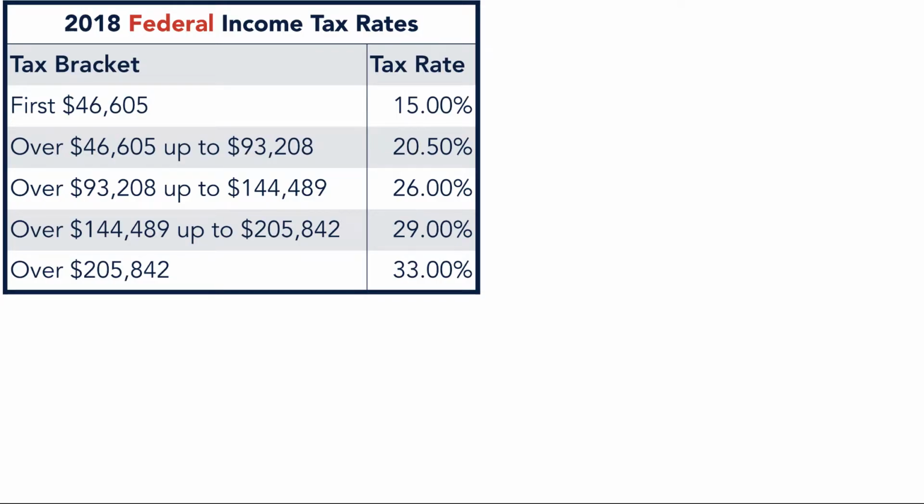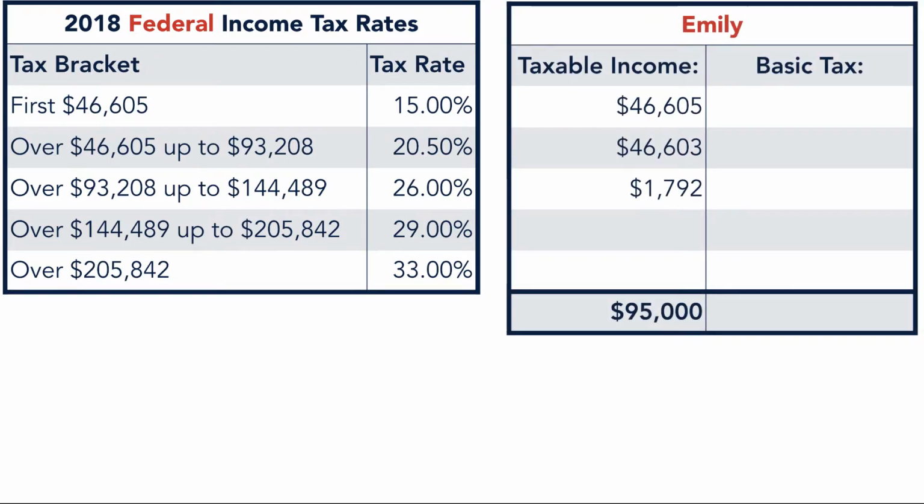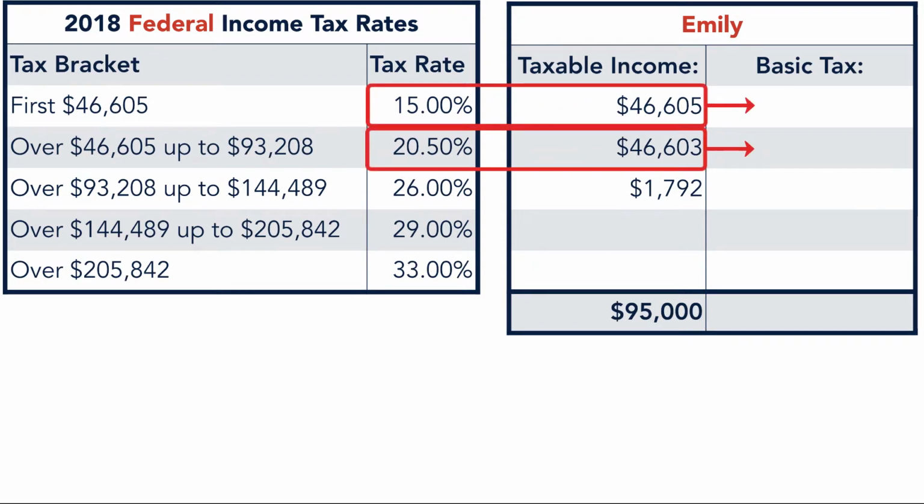Let's calculate her basic tax payable for her federal income tax. Canada's tax system is a progressive tax system, which means higher income gets taxed at higher rates, but everyone gets to enjoy the lowest tax bracket on the first few dollars they make, all the way up to the next tax bracket. Emily's taxable income was $95,000, which is divided among 3 different tax brackets. Her first $46,605 is taxed at 15%. The next $46,603 is taxed at 20.5%. And her final $1,792 is taxed at 26%.